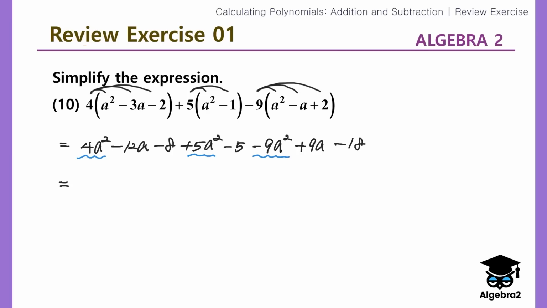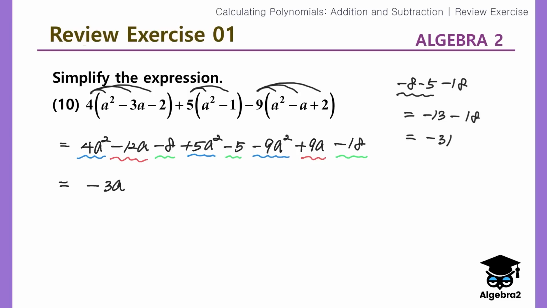And a term, negative 12a. And we have a plus 9a. So negative 12 plus 9, that's going to be minus 3a. Constant, minus 8, minus 5, minus 18. So minus 8 minus 5 minus 18, that's negative 13 minus 18, that's going to be negative 31. So we have minus 31.